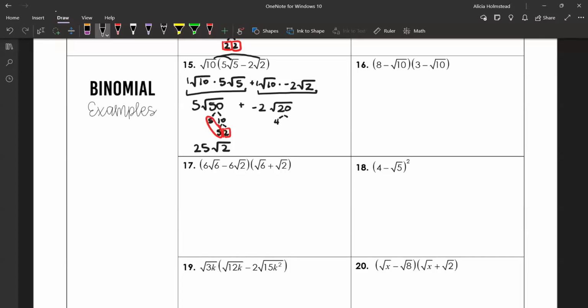This one is going to be 4 and 5, 2 and 2. Again, looking for groups of 2 things. I'll have 5 left over. So this will become -2 times 2, which is -4, square root 5. And since those don't have the same index and radicand, that is our final answer for this one.